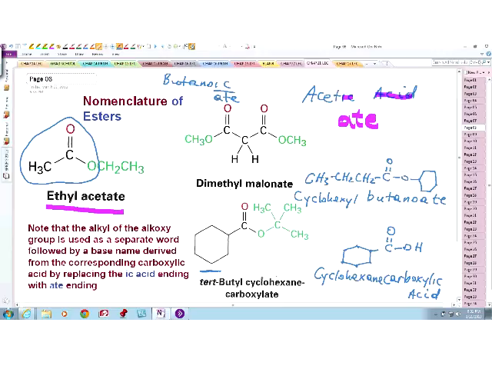So now name this as an ester. You go ahead and name cyclohexane, you remove the IC, replace with ATE. So now you have cyclohexane carboxylate. And then you give the name of the alkyl group. In this case, the name of the alkyl group is tertiary butyl. And that's what we have here. This is the tertiary butyl group right here.